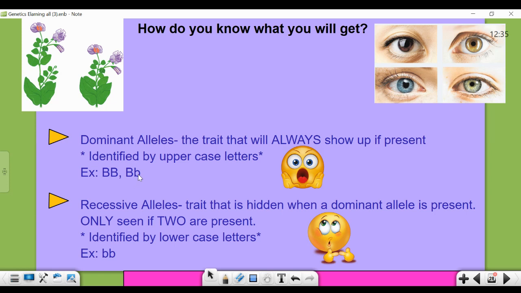For example, I have blonde hair and I have blue eyes, and those are both recessive alleles. So that means that's my only option. I don't have a dominant allele to cover it up. I have two recessive alleles, so they are being expressed. That's what you see. If I had a dominant allele instead, you wouldn't see it.